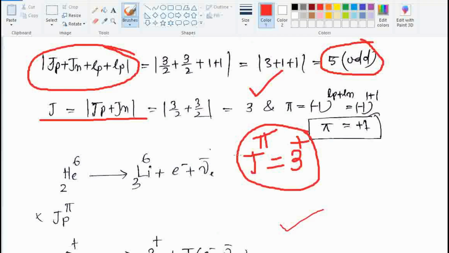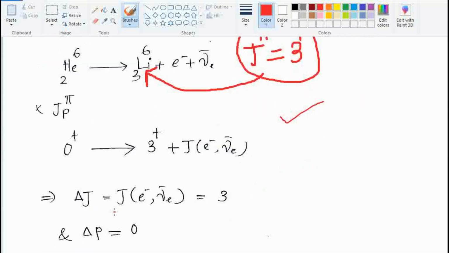This is for lithium. Okay, so what we are getting is that 0 positive is converting into 3 positive, and there is a spin of the outgoing particle added. Now you see the positive sign on the top of this 0 and 3.